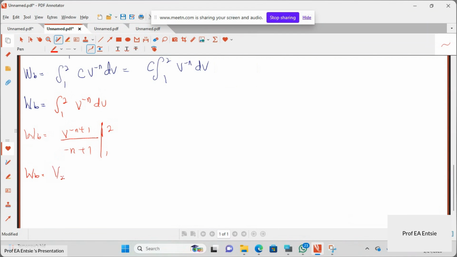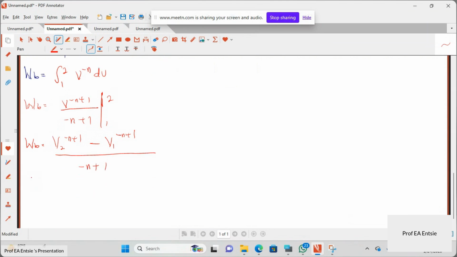So it will be V2 raised to the power negative n plus 1, minus the lower limit, which is V1 raised to the power negative n plus 1. And you know what V2 and V1 are? The final and the what? Initial volume. Then here will still be negative n plus 1. So I write this one well.